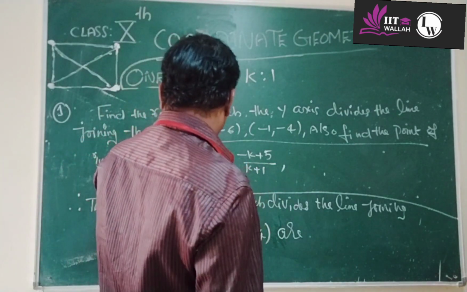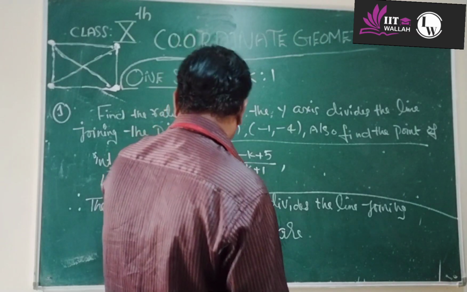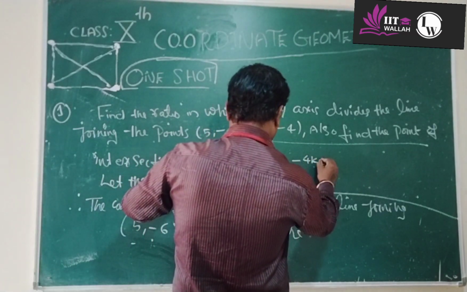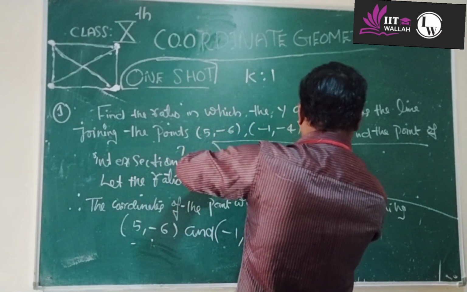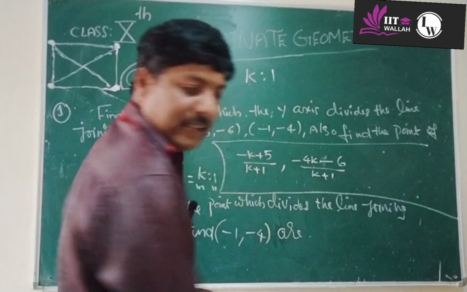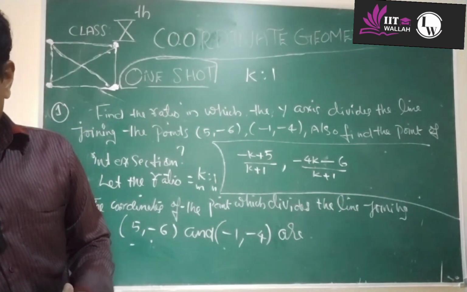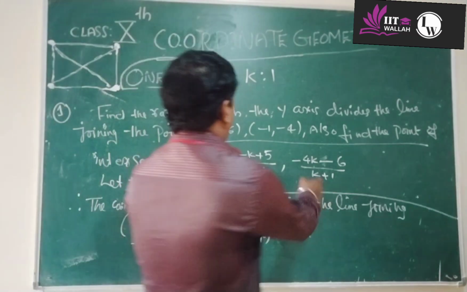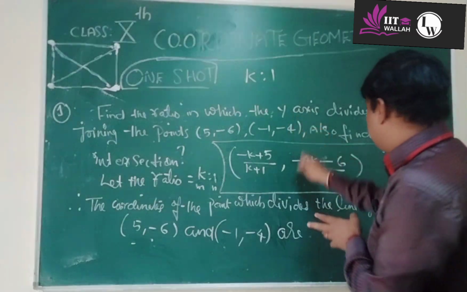Now the y-coordinate is m y2 plus n y1 by m plus n. My y2 is this, so minus 4k, plus y1 is this, so 1 into minus 6, by m plus n. These are the coordinates: minus k plus 5 by k plus 1 and minus 4k minus 6 by k plus 1. You know that this point lies on the y-axis. From the question it is clear.